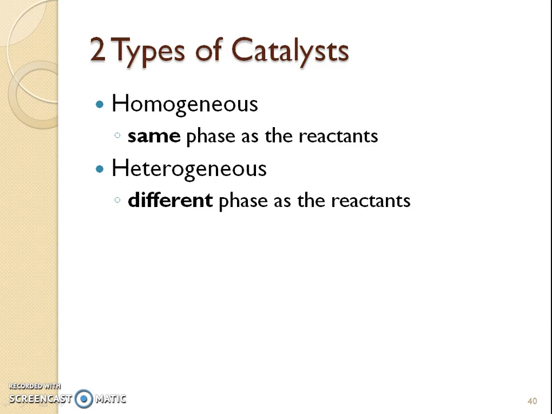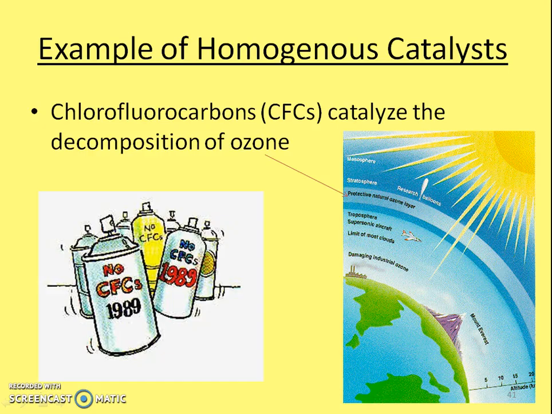I don't know if he mentioned homogeneous and heterogeneous. He might have briefly mentioned that. So homogeneous just means that the catalyst would be in the same phase as the reactants. So if our reactants are liquid, the catalyst is liquid. That's all that means. And in a heterogeneous, that means our catalyst would be a different phase. So let's say we have liquid and we would add a solid to that particular reaction. So that would be a heterogeneous catalyst.